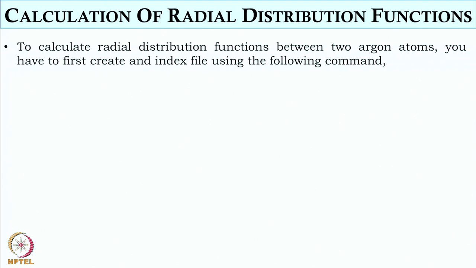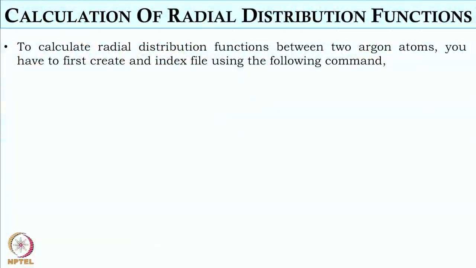What are the different types of analysis available? One is your radial distribution function. Then you can calculate the diffusion coefficient. You can calculate the distribution of bond angle and dihedral angle. Then you can calculate the spatial density map. Okay.